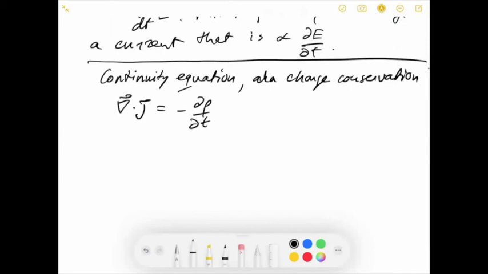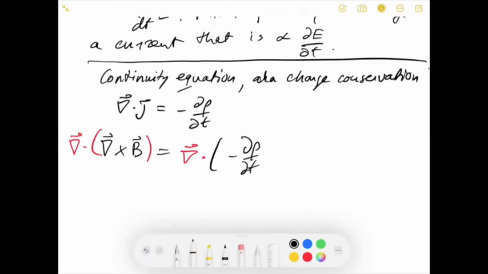So let's say we have the curl of B. We know that that is 4π over c times J. Now, we are allowed to take the divergence of this thing, and it should still hold. Let me just move it to the right. Okay, so minus dρ/dt, and that should still hold.